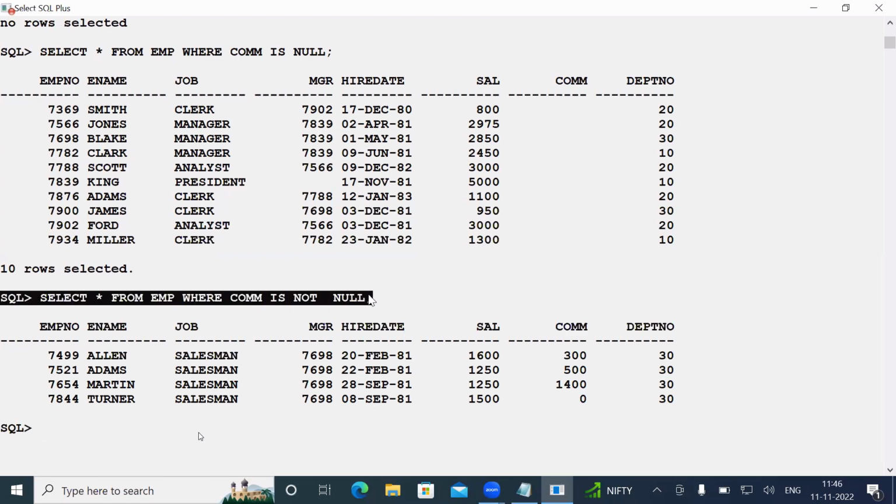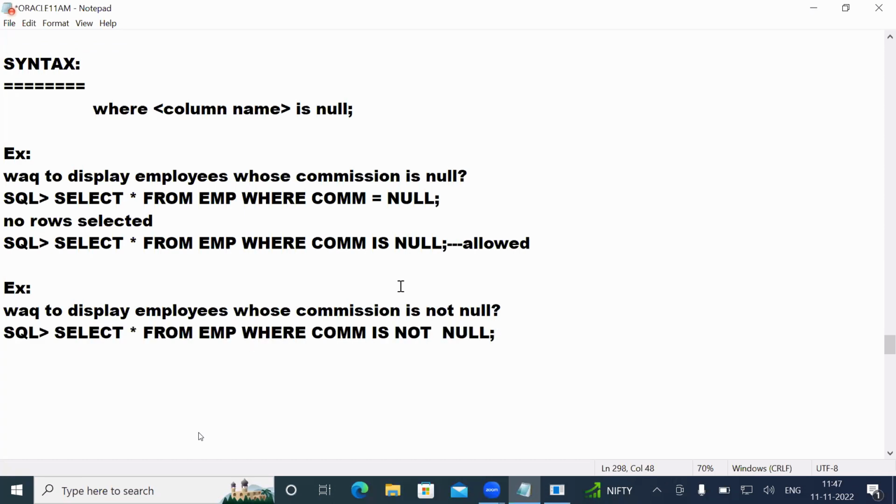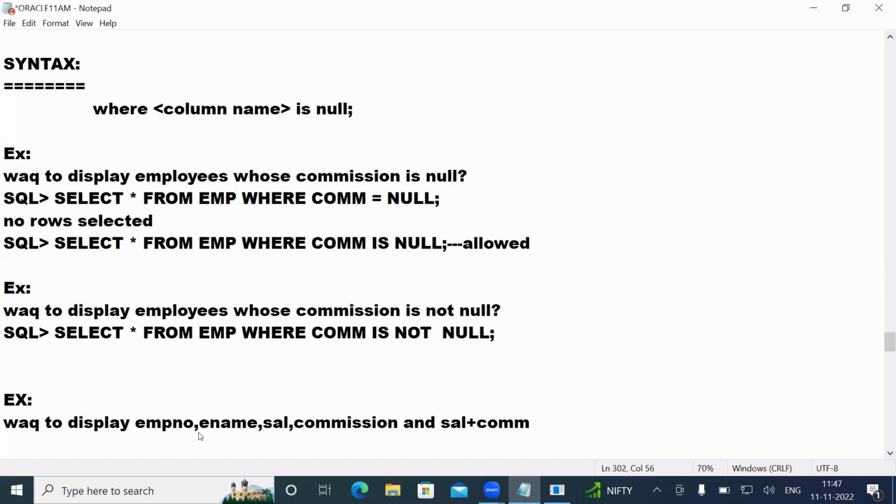So this is the negative operation on nulls. This is one problem we can avoid by using IS. But we have one more problem when you're working with nulls. What is your next problem here? Let me see, I have a small query. Write a query to display employee number, name, salary, commission, and I want to calculate salary plus commission from the EMP table, whose employee name is Ellen.